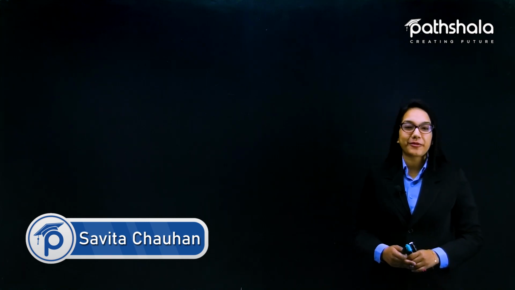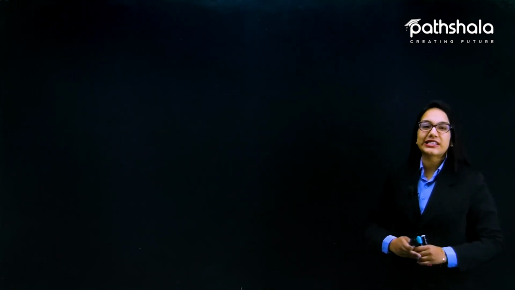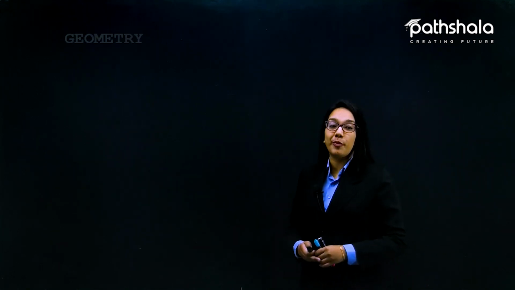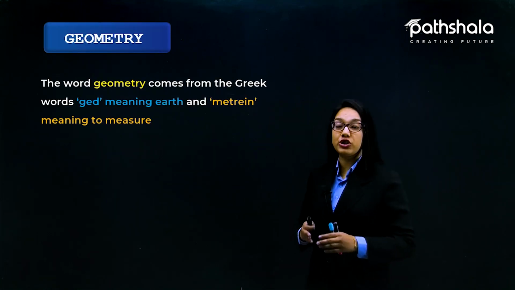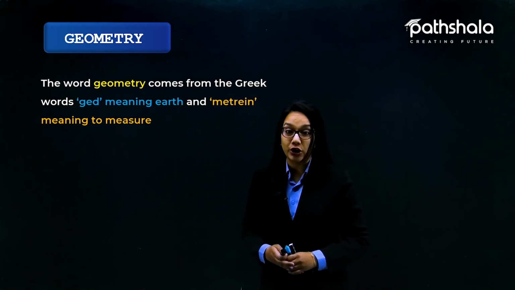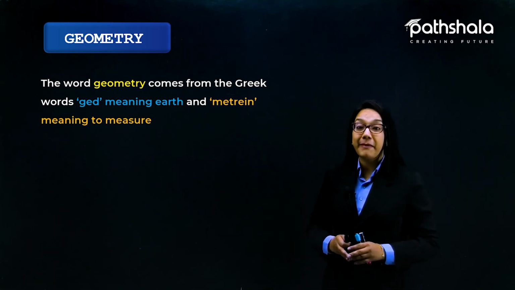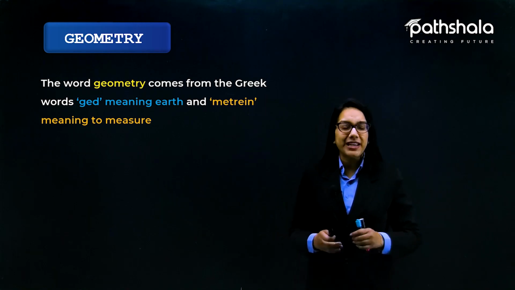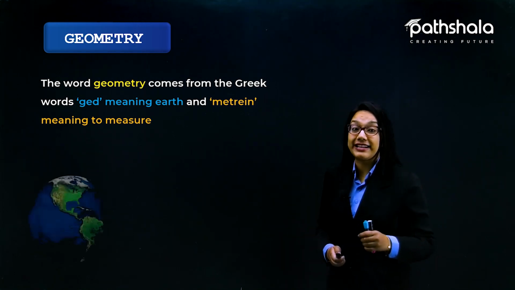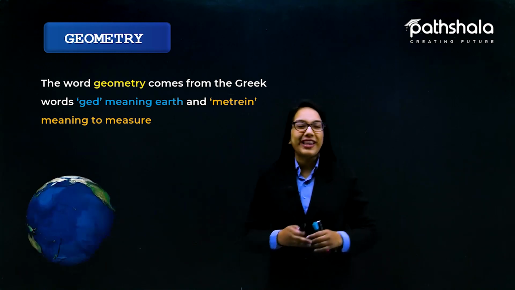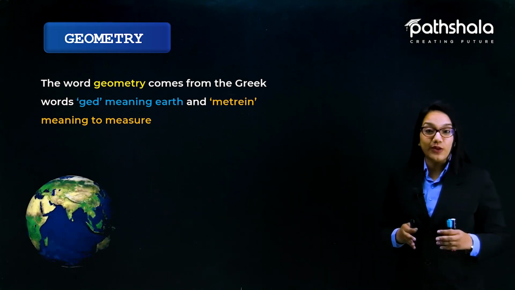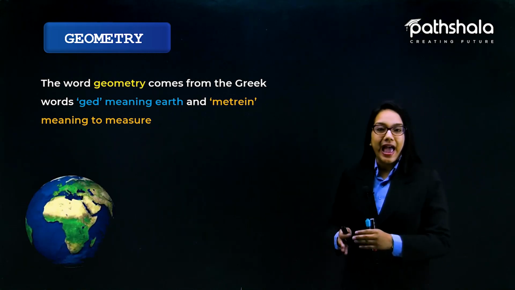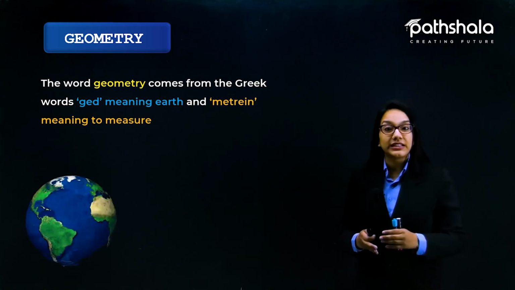Let's start a new chapter today, which is called Introduction to Euclid's Geometry. Let's start with the definition of geometry. What is the meaning of geometry? The word geometry comes from the Greek words geo, meaning earth, and metron, meaning to measure. So the word geometry is connected to the earth.